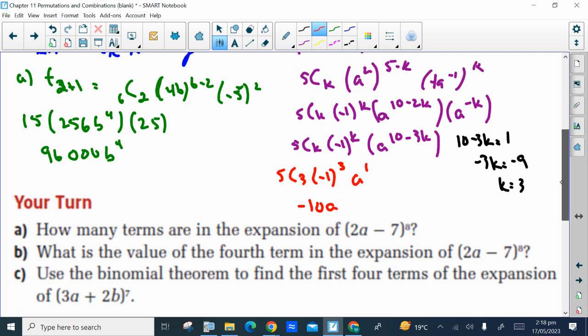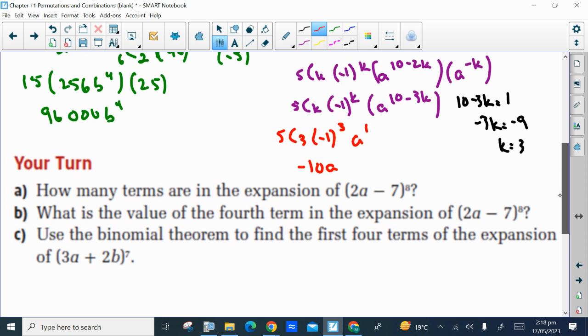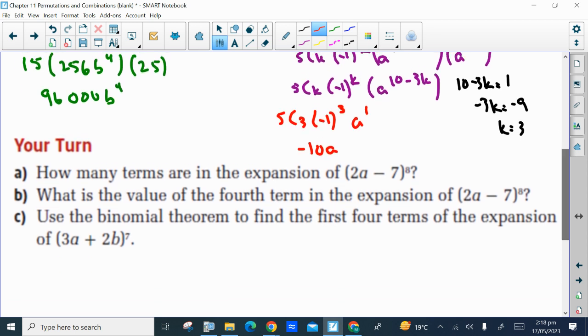All right? Looking at the next questions. How many terms are there in that expansion? Anyone remember? Yeah, there's one more. The number of terms is always one more than n. So the answer to question A will be 9.